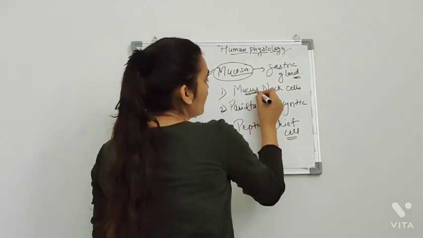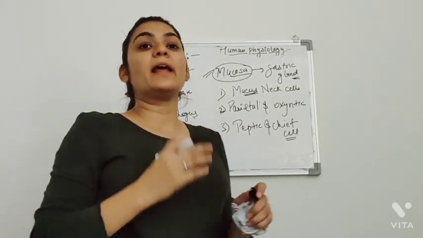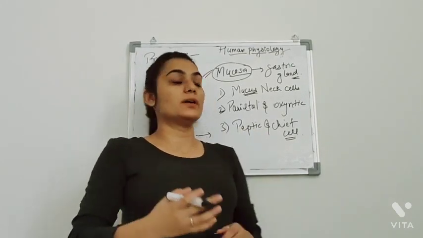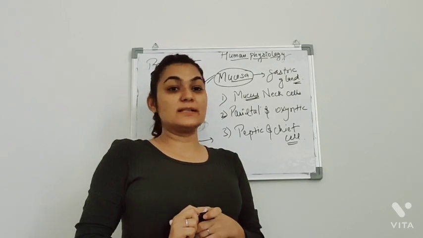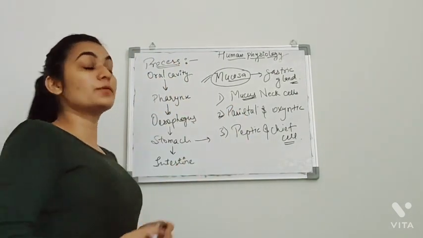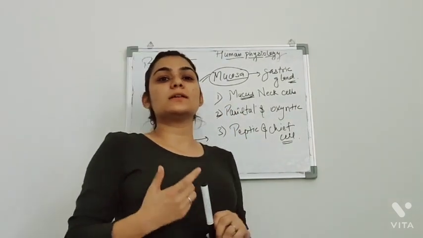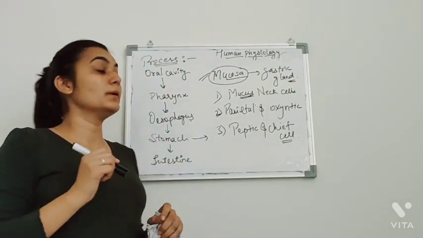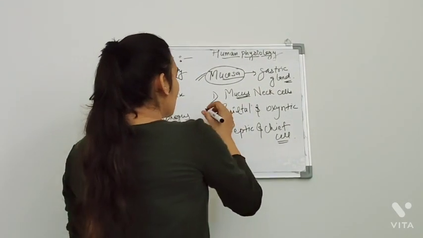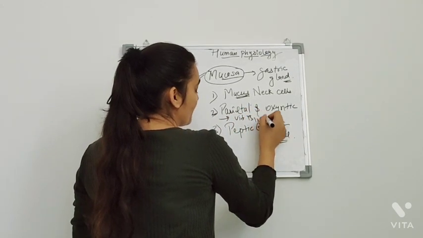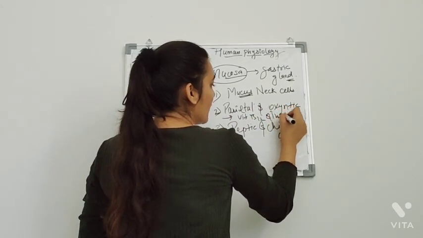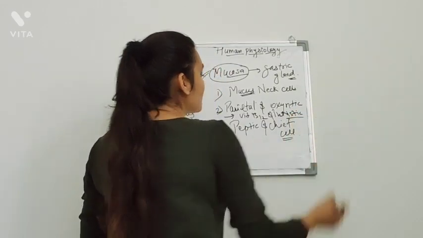What is the function of the mucous neck cells? They secrete mucus and help in the lubrication of the food further. After that, the second one is the parietal and oxyntic cells. What is the function of the parietal and oxyntic cells? They help in the absorption of vitamin B12, and the second thing is the gastric intrinsic factor. These two terms are important.